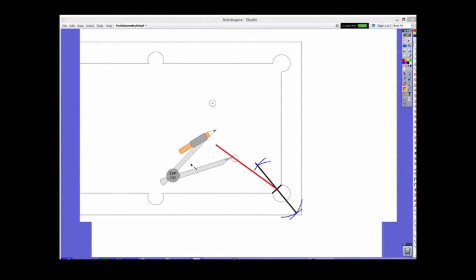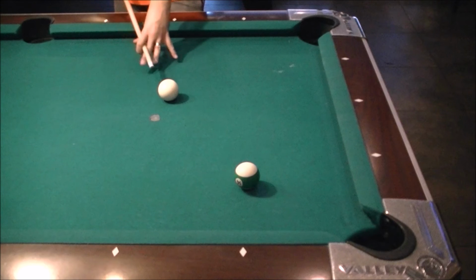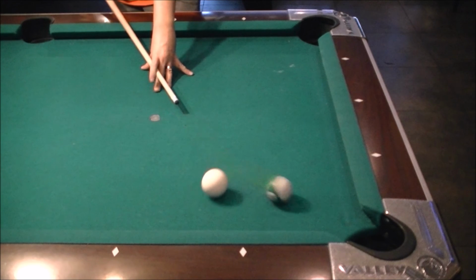What I want to do next here is use the congruent line segment construction to find out where the center of my cue ball needs to be when it hits the other one to send it in the right direction. Once I have this point, it's simply a matter of drawing a line from there through my cue ball so I know how to line up my shot. Let's see how it goes. And it's good!